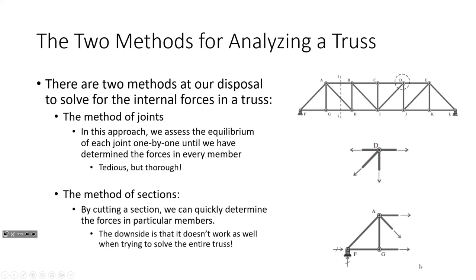Basically what you're doing when you use the method of virtual work, and we'll talk about virtual work later, is you're summing the energy inside the truss and comparing energy in to energy out to get the deflection. And so you need it everywhere. You need to solve the whole truss. So the method of joints, while tedious, is thorough. It'll get you the whole truss. The method of sections is really for spot checking and getting forces in a member here and there.